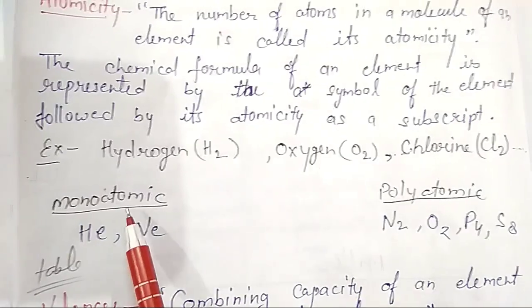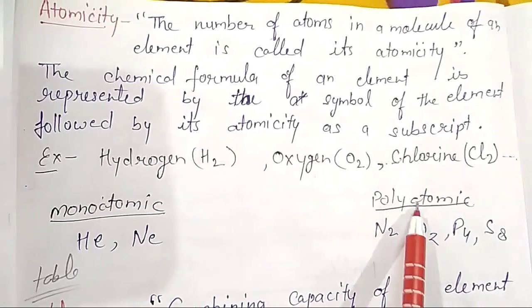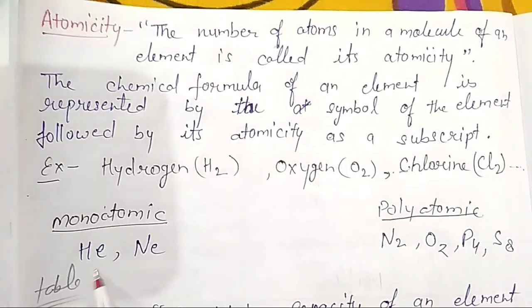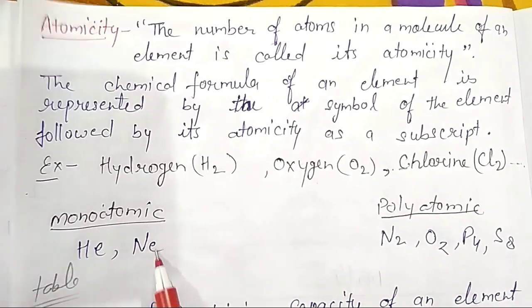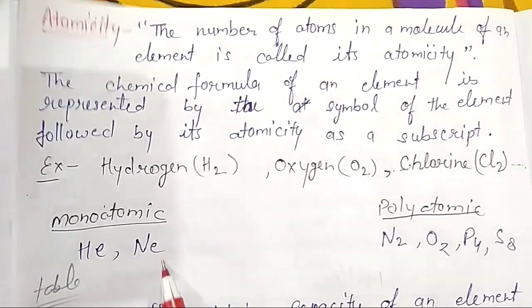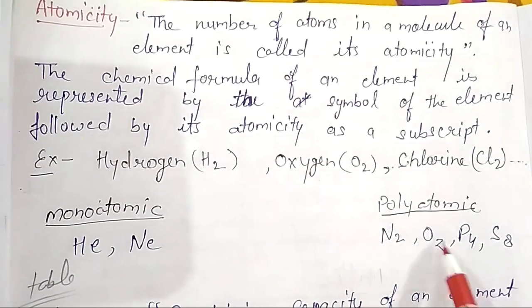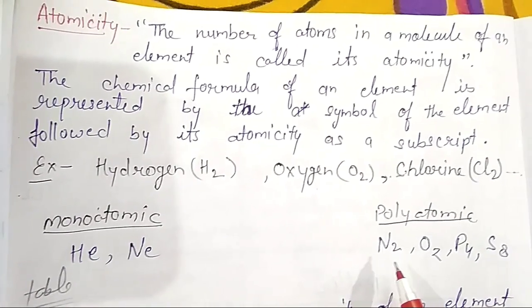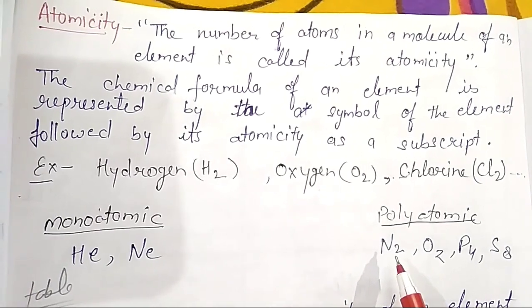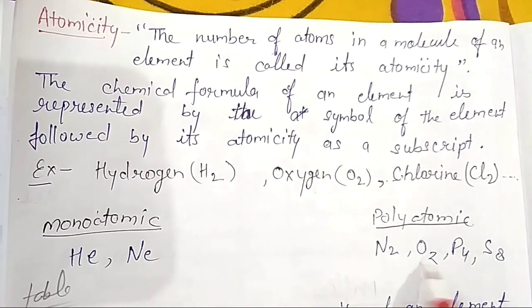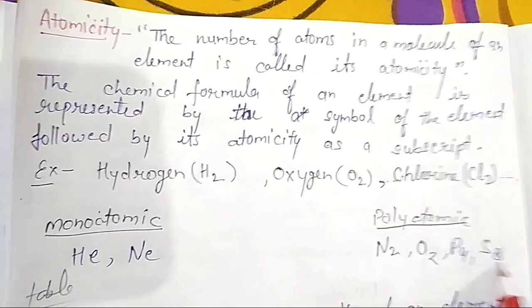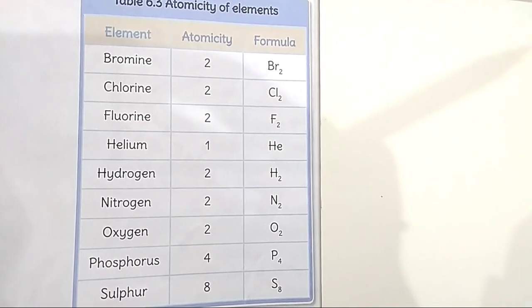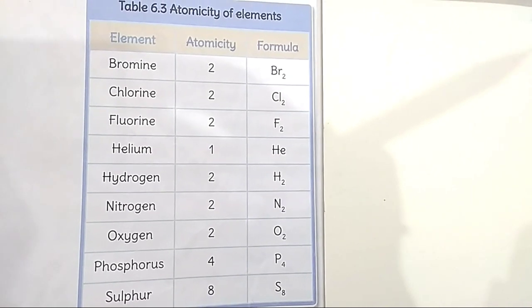Atomicity can be of two types, monoatomic and polyatomic. Monoatomic has only one atom and can exist in the form of one atom, such as helium and neon. Next is polyatomic. They cannot exist as a single atom. So N2, nitrogen, oxygen, phosphorus and sulfur. Here is a table showing the atomicity of some elements. You can easily understand it here.